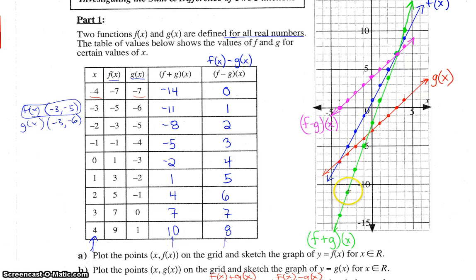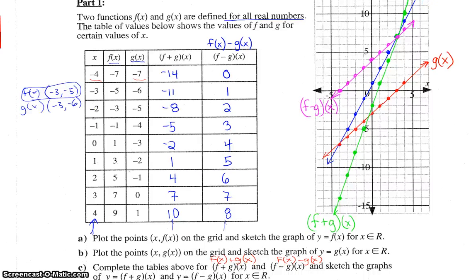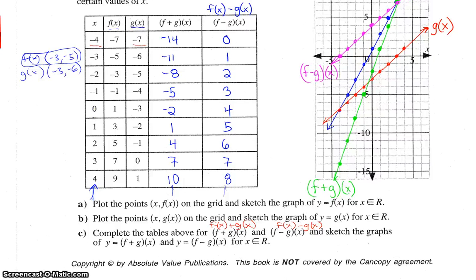So keep in mind, if you were given ordered pairs, you would have to make sure the x coordinates of the ordered pairs are the same. Otherwise, you can't add the y values together. It doesn't work. Okay, and there's a question in your assignment that you'll need that piece of information for. Okay, let's continue down and see what else we need to do.